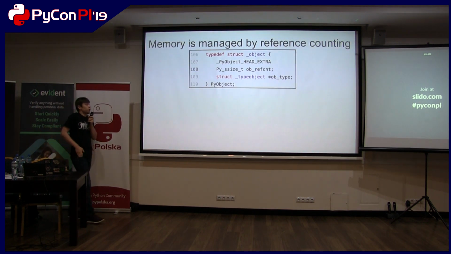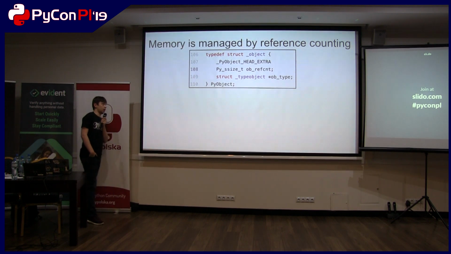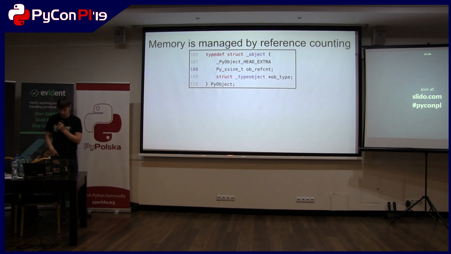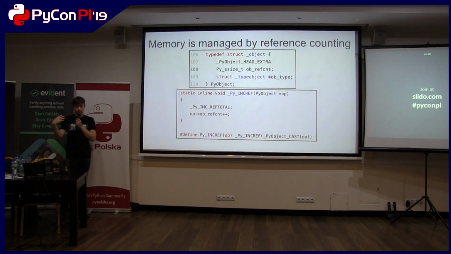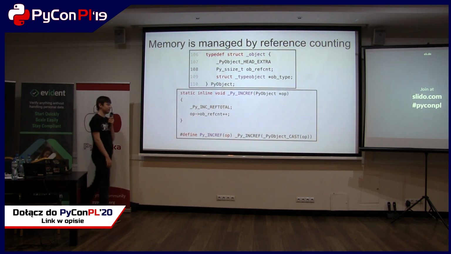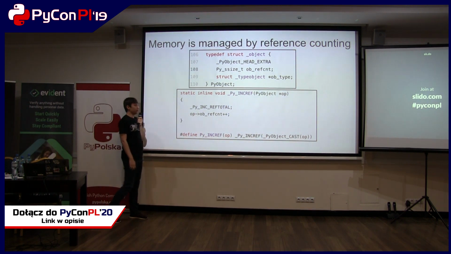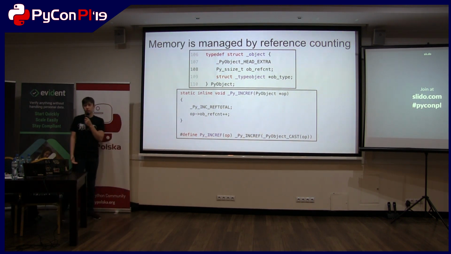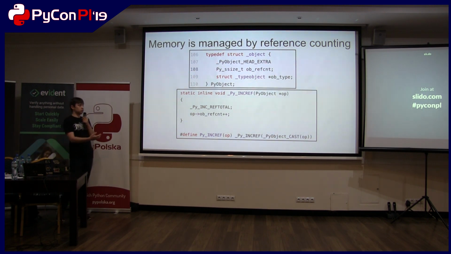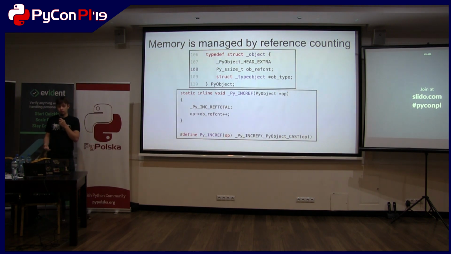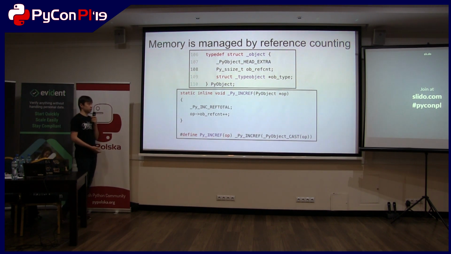Okay, as I said, memory is managed by reference counting in CPython, and we have this ob_refcnt field. There are some functions or macros that are used for increasing or decreasing the reference count. What's that for? Whenever the ref count goes to 0, or maybe -1, I'm not sure, the object dies, and CPython knows that it can deallocate the memory for this object.